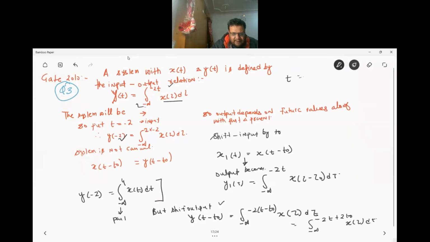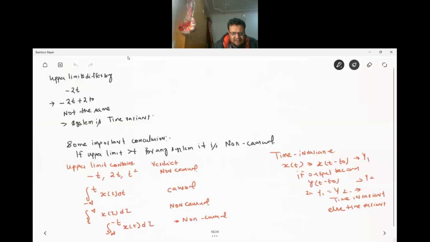So if you see, this is your past value and t greater than 1 is your future value. So it is clearly a non-causal system. What about its invariance? Some important conclusions: if the upper limit is greater than t, for any system it is non-causal straight away. If the upper limit contains minus t, 2t, or t square, the verdict is non-causal. If the upper limit is t, from minus infinity to t of x of tau d tau, it is a causal system.